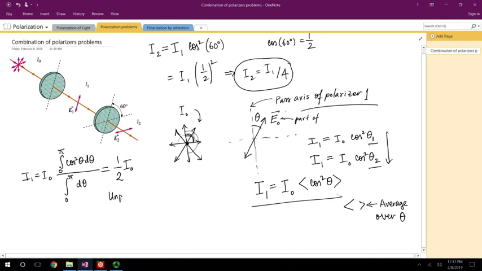So unpolarized light going through a polarizer gives a final intensity that is half the initial intensity.